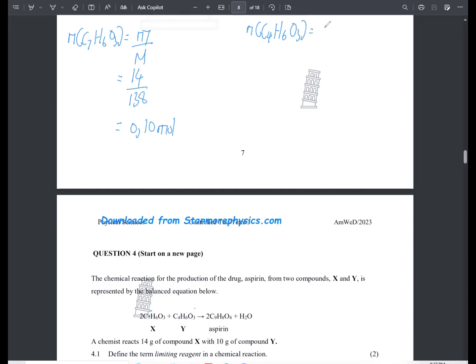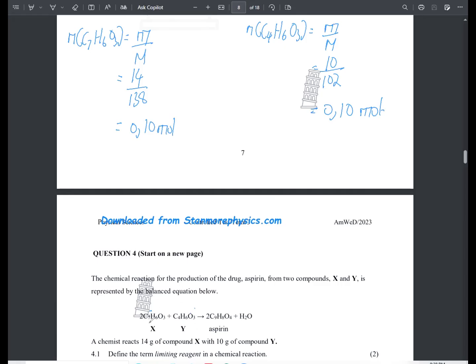Okay. Then number of moles of C4H6O3 is mass over the molar mass. Now we have what? 10 grams divided by 4 multiplied by 12 plus 6 multiplied by 1 plus 3 multiplied by 16. That's 102. Then what's 10 divided by 102? Again, we get 0.098, which rounded off to 2 decimal places is 0.10 mole. So they have the same number of moles.